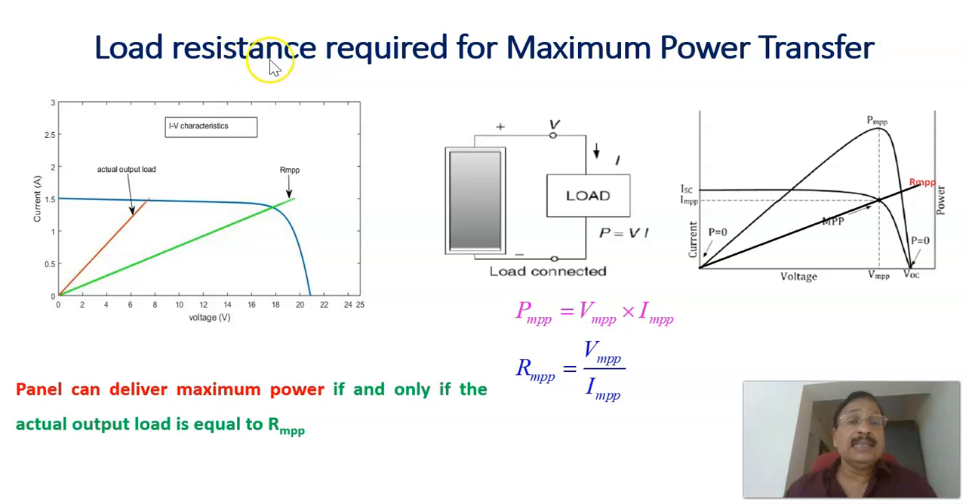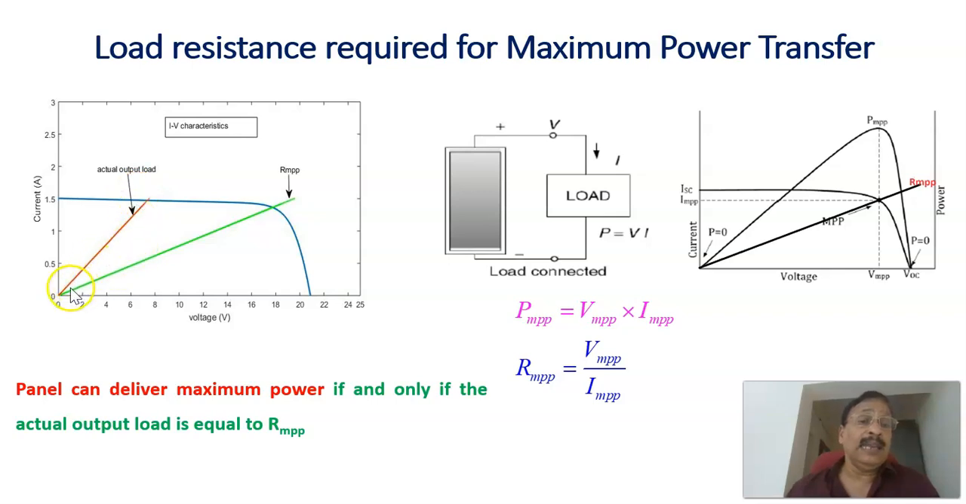Now let us see the load resistance required for maximum power transfer. Here is the solar panel, and the output is connected to a load. The maximum power can be transferred to the load if the resistance of the solar panel is the same as the load resistance. That is what the maximum power transfer theorem states. For example, the IV characteristics of the solar panel for a certain radiation is this one, and the resistance corresponding to this one is its slope.